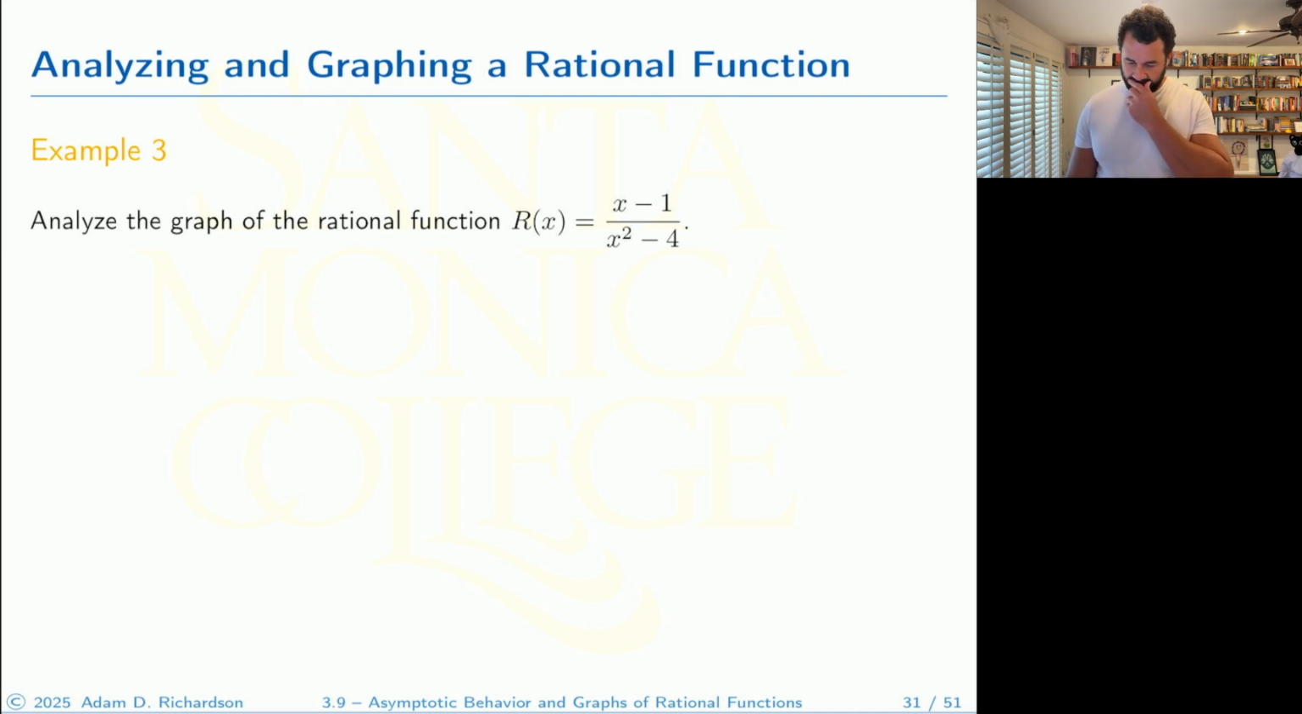I'll do this one, and then I want you to try the next one on your own, just so you can see how it goes. We're going to analyze the graph of this rational function here using that 7-step process.